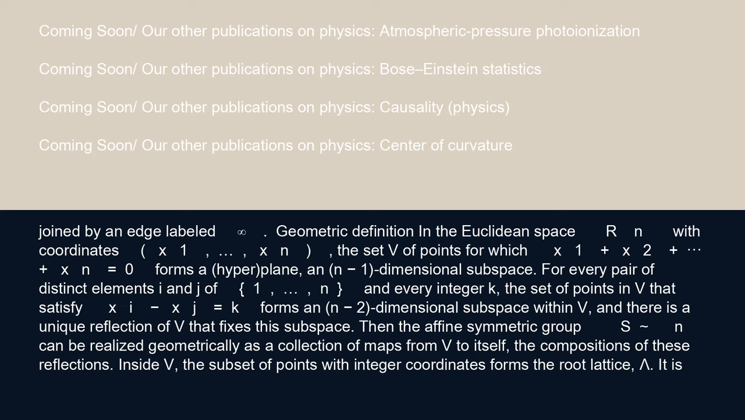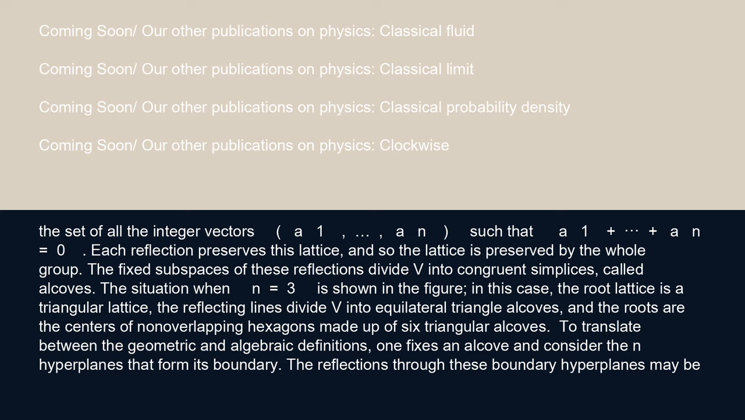Then the affine symmetric group S̃n can be realized geometrically as a collection of maps from V to itself, the compositions of these reflections. Inside V, the subset of points with integer coordinates forms the root lattice, Λ. It is the set of all the integer vectors (a1, ..., an) such that a1 + ... + an = 0. Each reflection preserves this lattice, and so the lattice is preserved by the whole group.